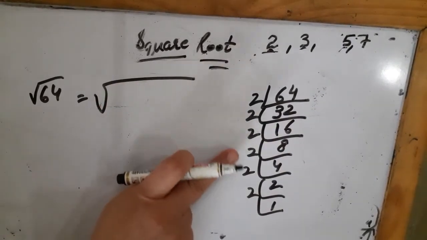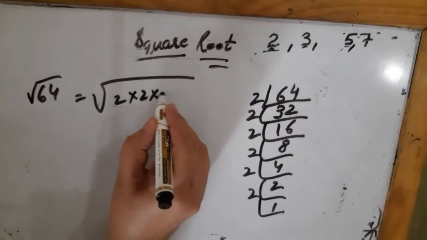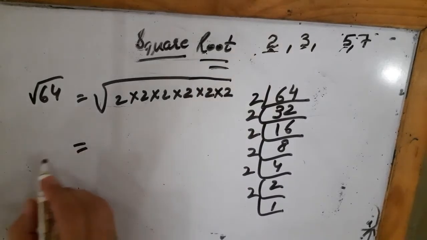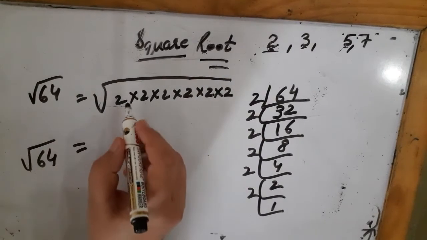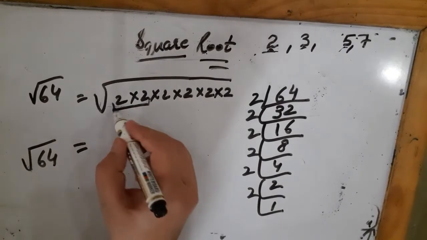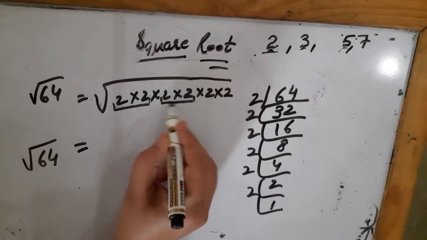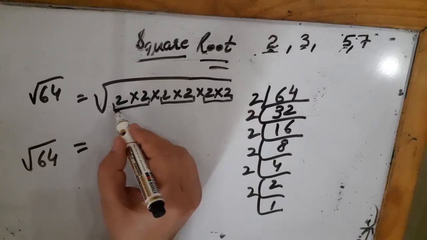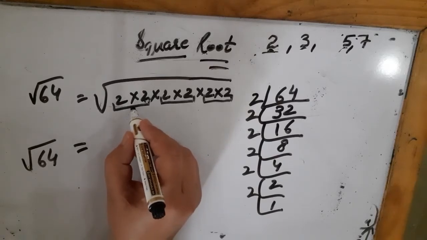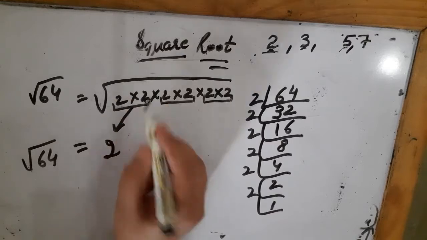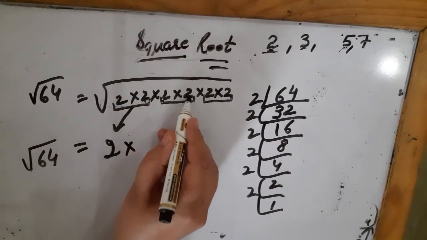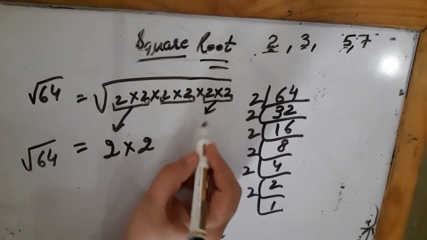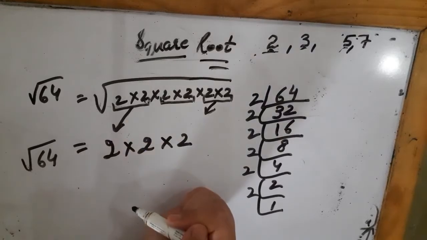So how many? 1 2 3 4 5 6. Now what did I tell you? In order to find the square root of 64, I will make pairs of the numbers, like 2 and 2, common pairs 2 and 2. Out of this pair, I can take out 1 out of the radical sign. Then from this pair of 2, I can take out 1 from the radical sign. Now out of these two, I can take out 1 from the radical sign.